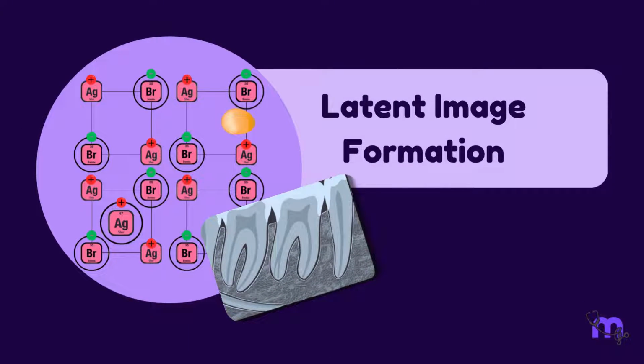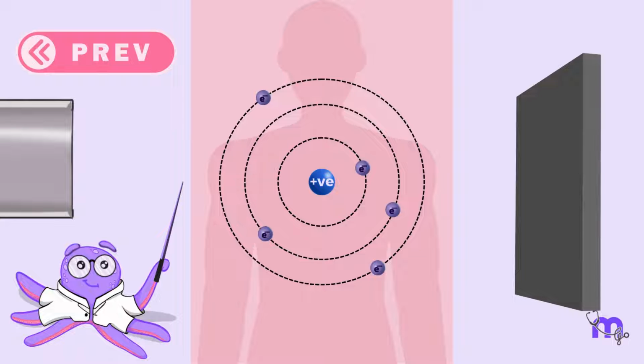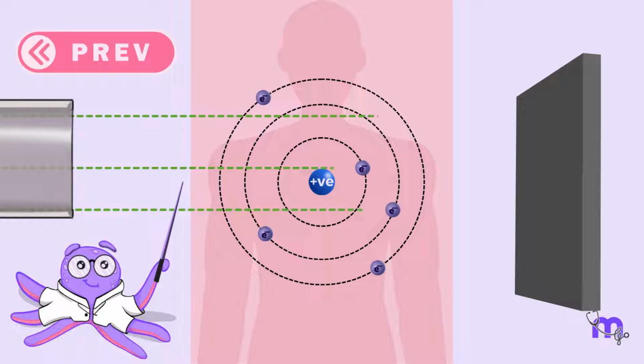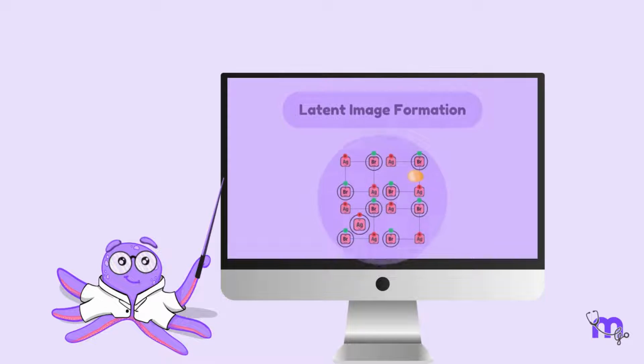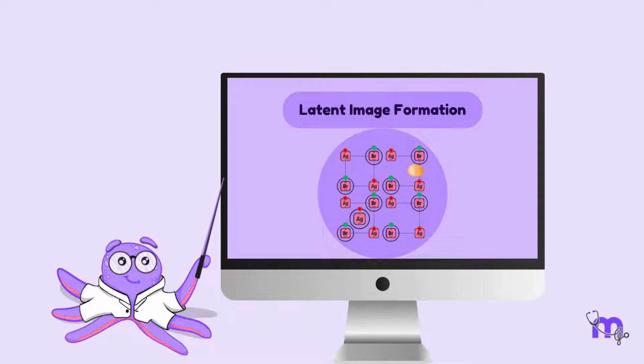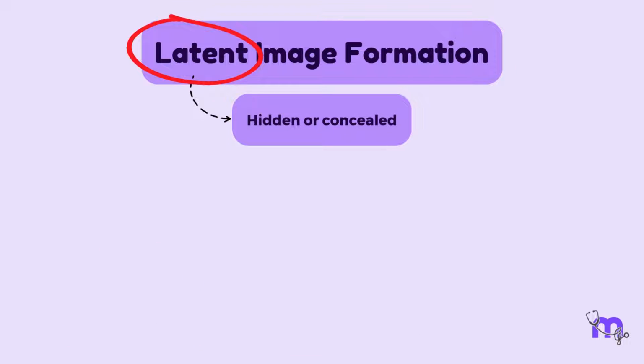Latent image formation. In our previous videos, we saw how X-rays from the position indicating device interact with patient tissues, after which they fall on the X-ray film. What happens next is latent image formation, which is what this video is about. The word latent means hidden or concealed.